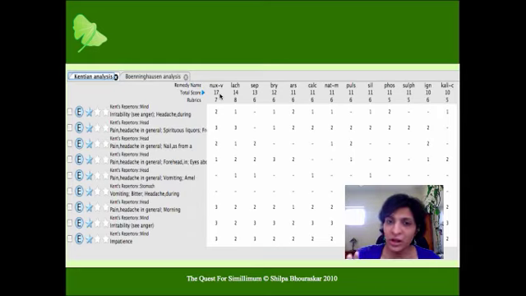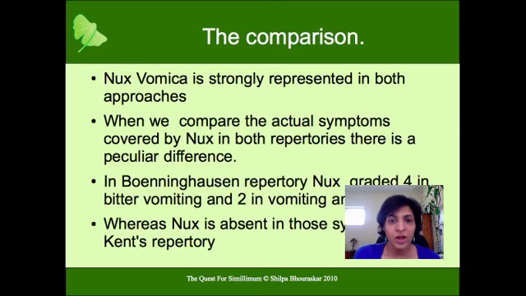If I compare the common remedies in both these analyses, you would see that most of them are similar. However, both of them have strongly got nux vomica as the first prominent remedy. So when I was looking into the nux vomica symptoms and I was trying to find out how that particular remedy has been placed in both these repertories, what I realized is there is a very peculiar difference.